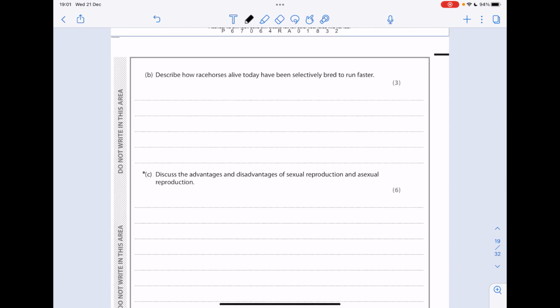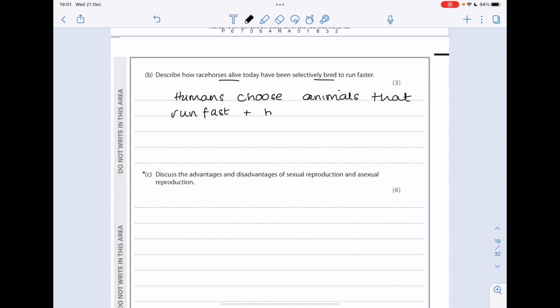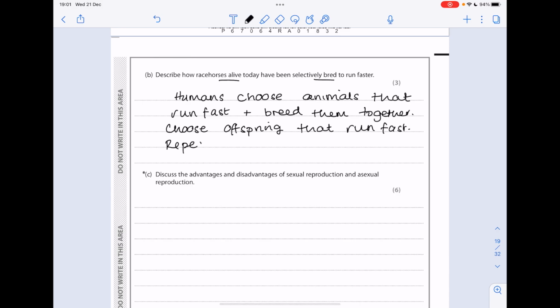Describe how racehorses alive today have been selectively bred to run faster. So you start by humans choosing animals that run fast. So that's the favourable trait, and breed them together. Then you choose offspring that can also run fast, cause them to breed together, and repeat this process over several generations.